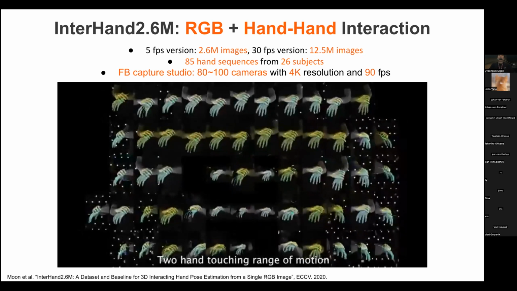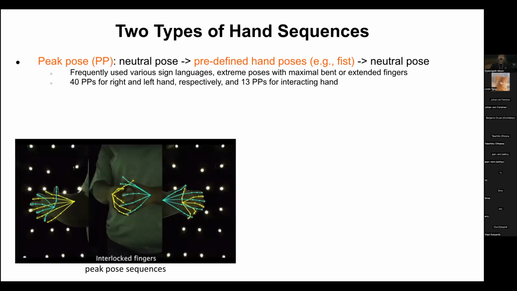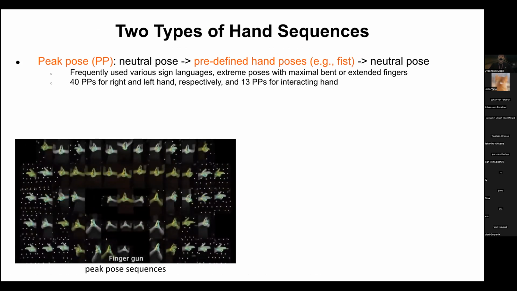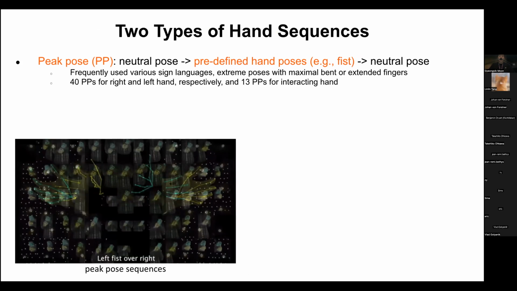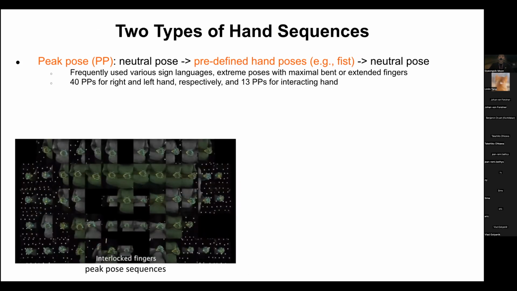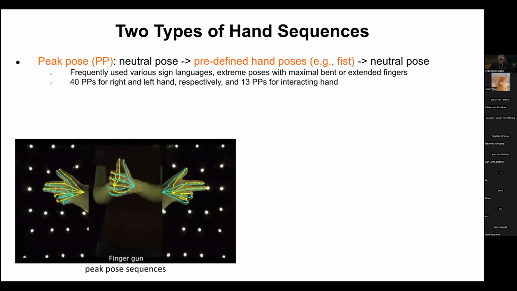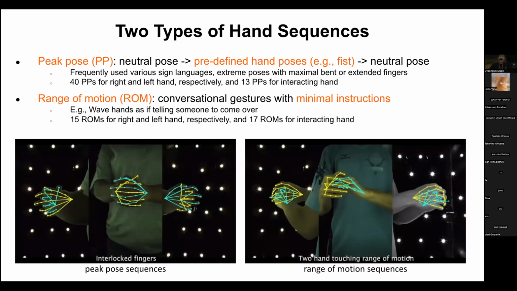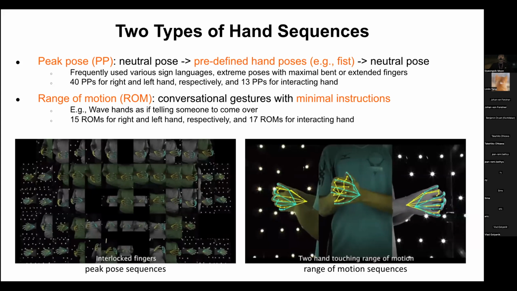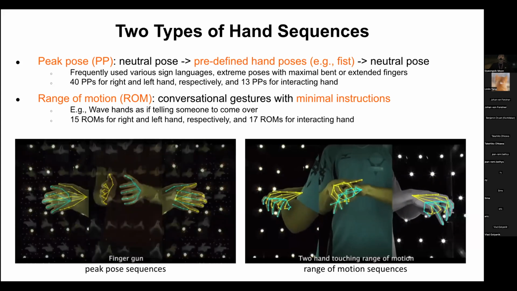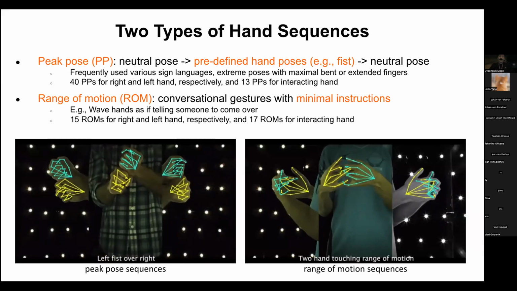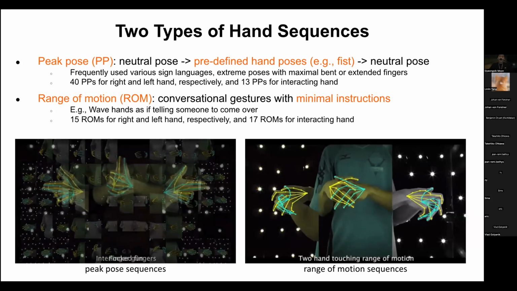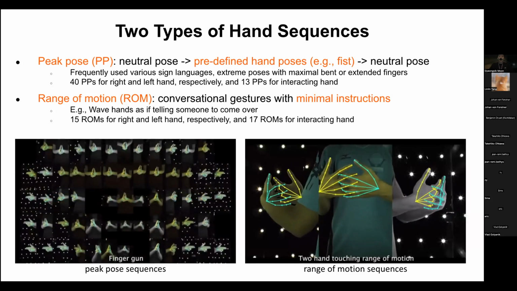Our InterHand dataset consists of two types of sequences. The first one is peak pose, which is a transition from neutral pose to a predefined hand pose, like a fist, and transition back to neutral pose. It contains extreme poses with maximum bend or extended fingers to include all the corner cases as well. But peak pose alone is not enough because it is an artificially created one. So to capture some natural hand motion, we capture an additional sequence called range of motion. It has some conversational gestures with minimal instruction, like telling the subject to wave hands as if telling someone to come over.